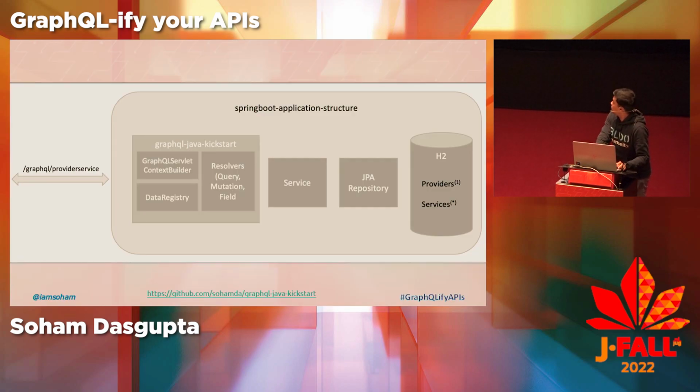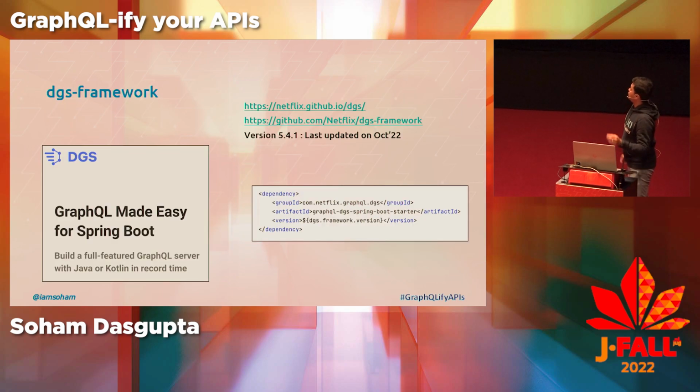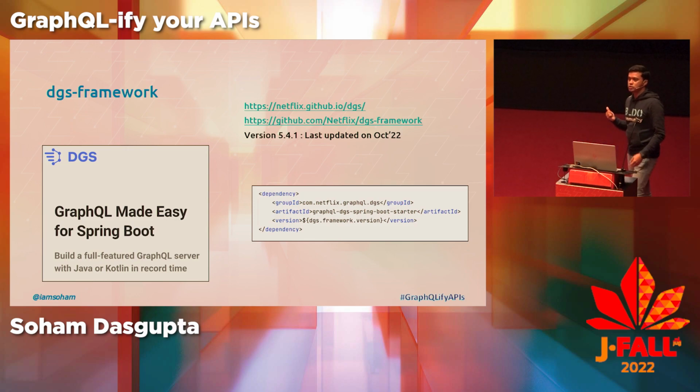Moving on. DGS framework. This came out 1.5 years or 2 years ago. This is from Netflix. They open sourced it, yeah, mid-pandemic time, I think. This is also quite active. They also release very often. The last version is 5.4.1.